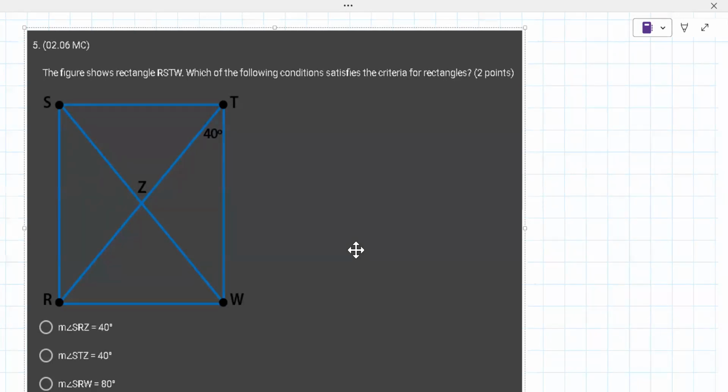All right, the figure shows rectangle RSTW. Which of the following conditions satisfies the criteria for rectangles? The measure of angle SRZ equals 40. So they're asking, does the fact that this angle is 40 satisfy the criteria for rectangles?